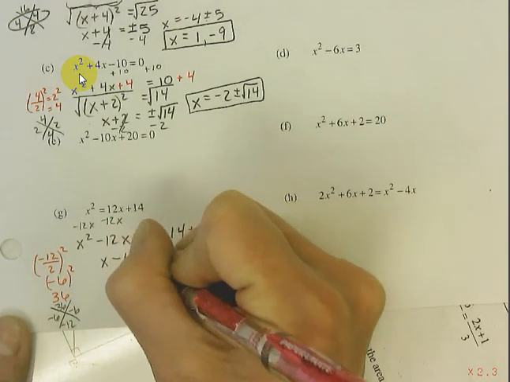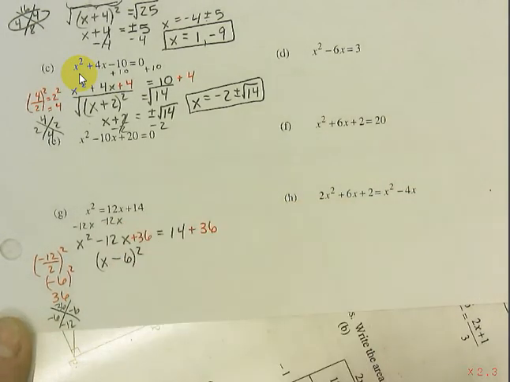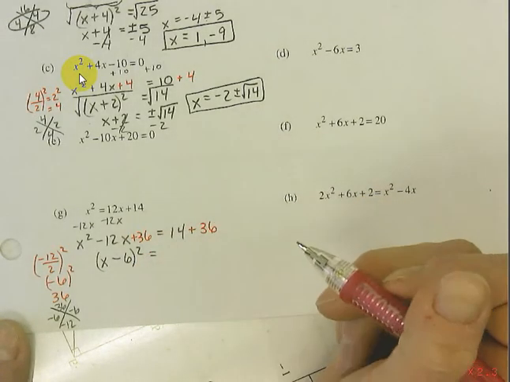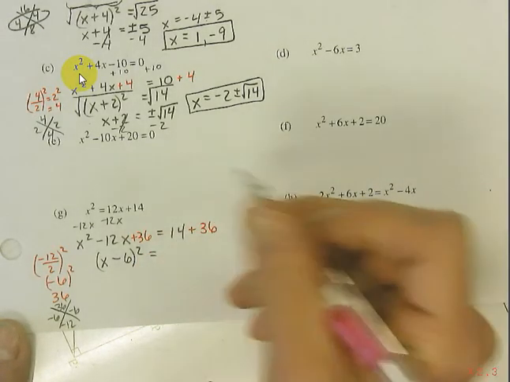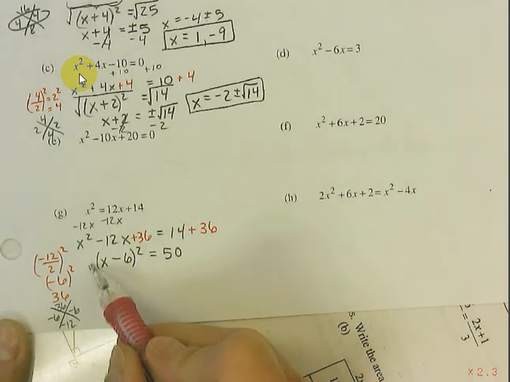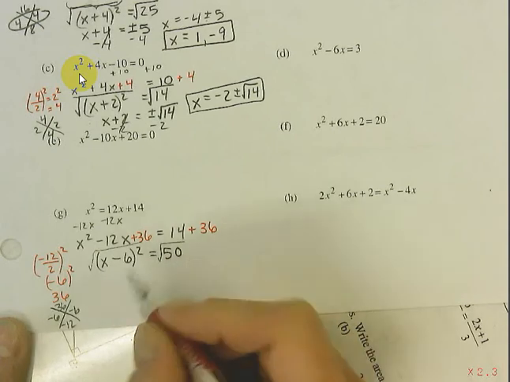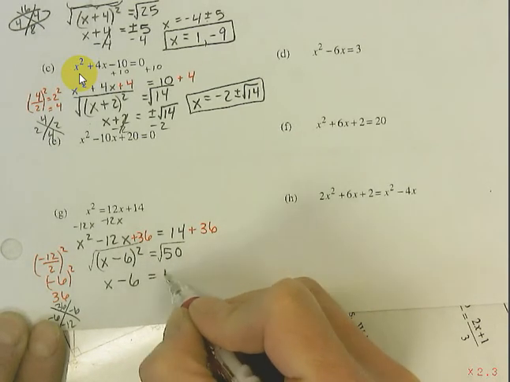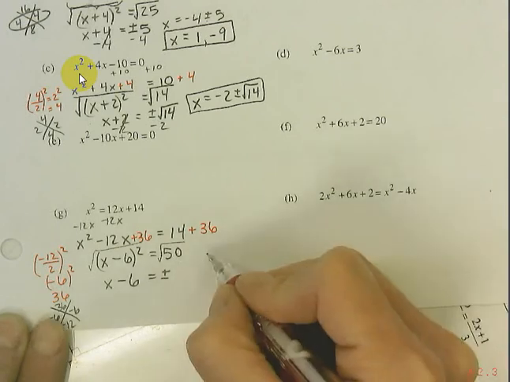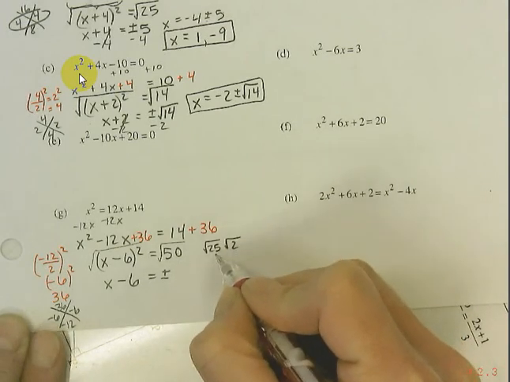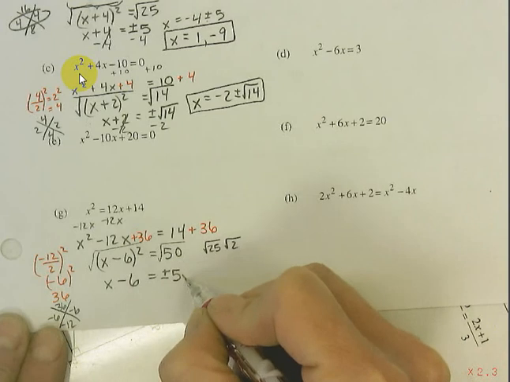So x minus 6 quantity squared equals, add 14 and 36. That should be 50. And now solve by taking the square root. Square root both sides. X minus 6 equals plus minus square root of 50 simplifies as 5 root 2.